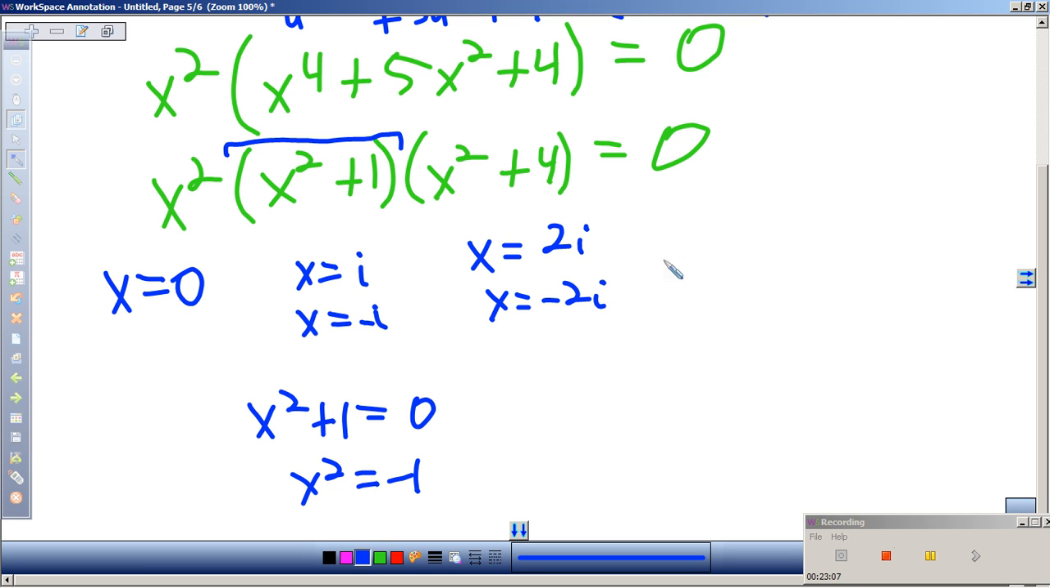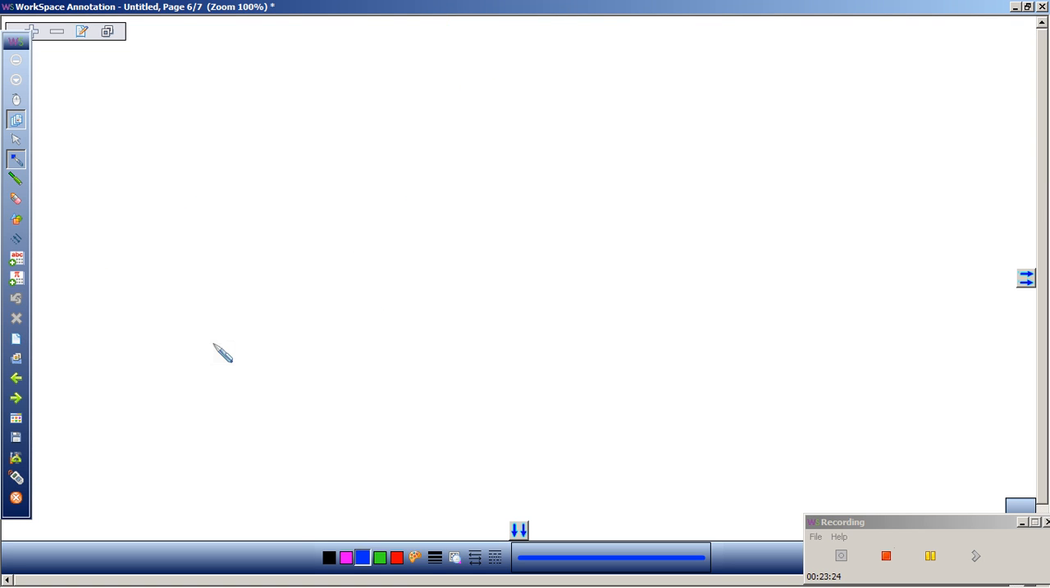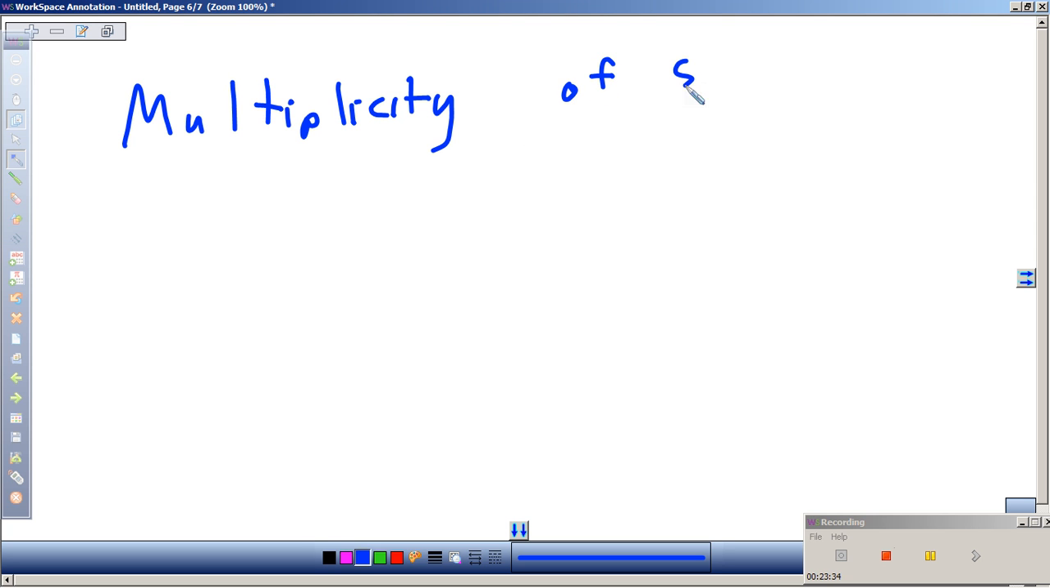So, I think on this homework it's only asking you for real solutions. So if you've got an imaginary one, you don't have to worry about it. Now we've got one more term. Have you heard this term before? Multiplicity, or multiplicity of solutions. Have you heard that? No? Okay. And sometimes it's mentioned in Algebra 2, sometimes not.